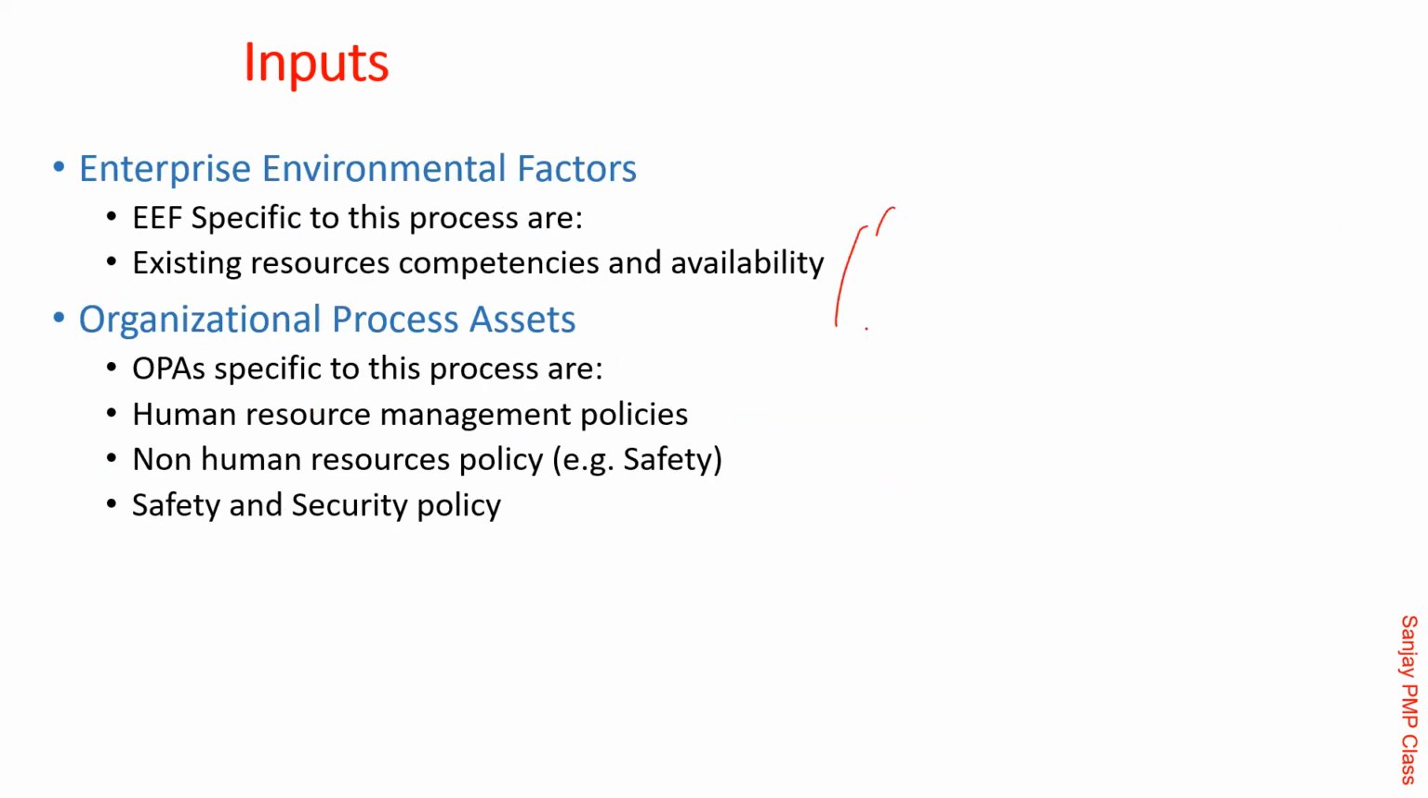Existing resource competencies and availability. Sometimes you end up getting so many people who are experts in that thing because it is not a niche technology. It's the technology in which your whole team, your organization, has been working for the last 12 years. But sometimes it's the other way around, which means your project is the first of its kind in your company, so you don't have people. Either way, it is called EEF, enterprise environmental factor. You need to adjust accordingly.